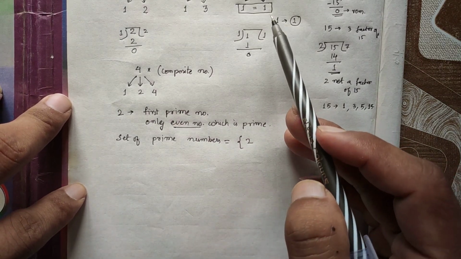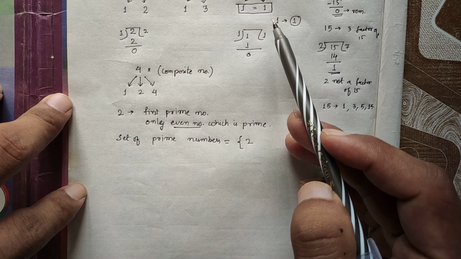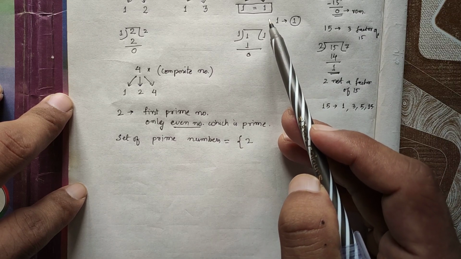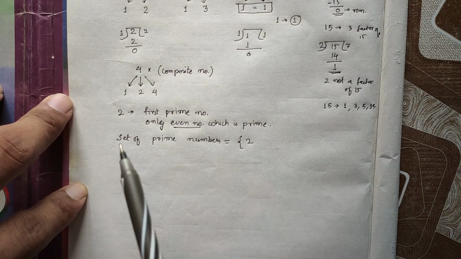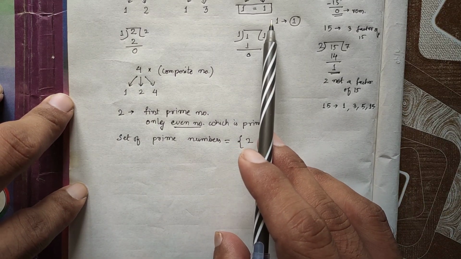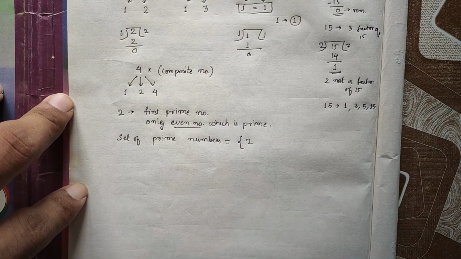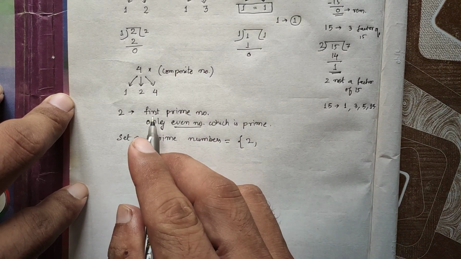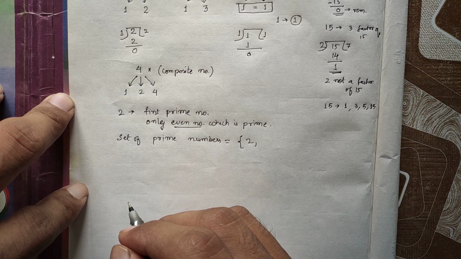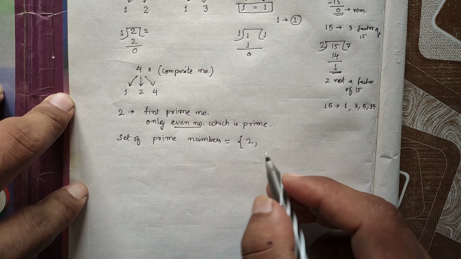Don't be confused. 1 is not a prime number. It is not a composite number either. So 1 is neither prime nor composite. Keep that in mind. So the set of prime numbers starts with 2, which is the first prime number and the only even number in the set of prime numbers.